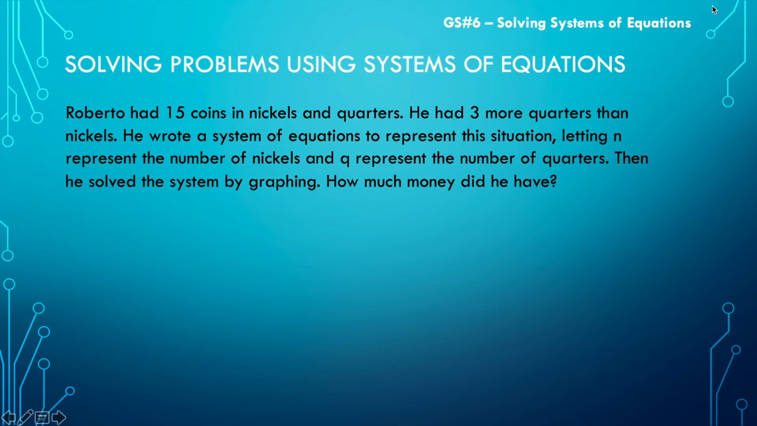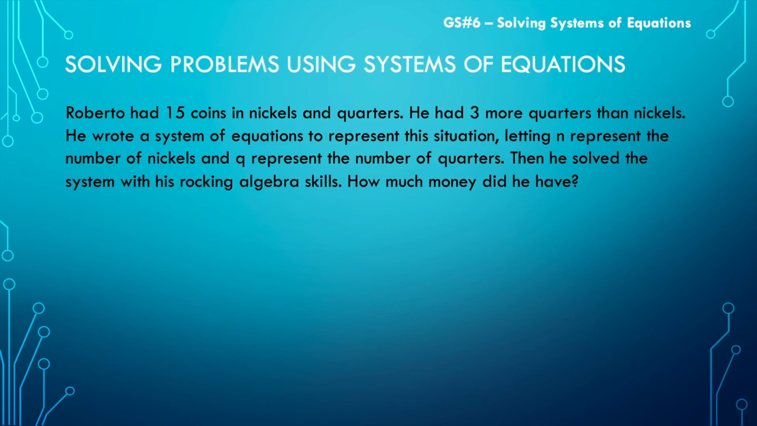So here's another example of problem solving using systems of equations. And like I said before, let's go ahead and read this all the way through. Roberto had 15 coins in nickels and quarters. He had 3 more quarters than nickels. He wrote a system of equations to represent the situation, letting n represent the number of nickels and q represent the number of quarters. Then he solved the system with his rockin' algebra skills. How much money did he have? Well, I don't think he had as much as the price gouger, but we'll see.